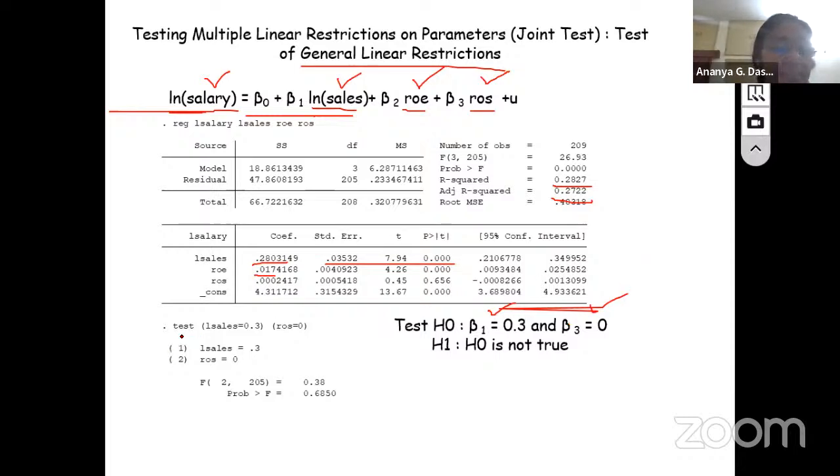Now, here you can see these are the two restrictions, and the F test is reported, and the F test has a very high p-value, right? This p-value is 68%. So clearly, I can't reject this null.